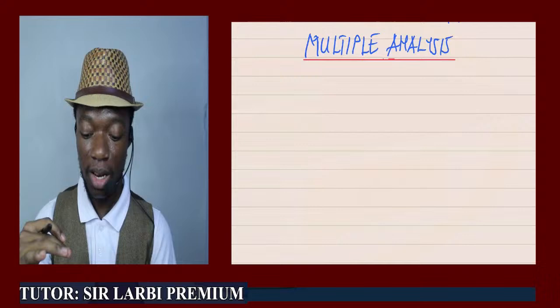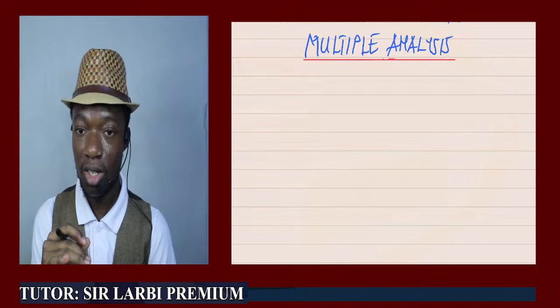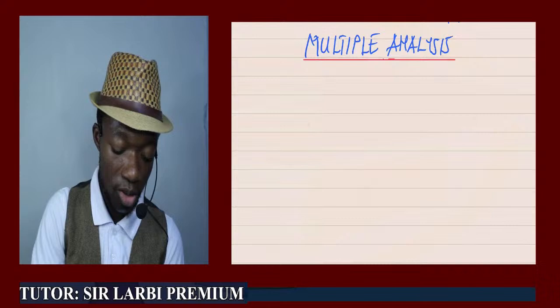So you find the break-even for all the products in monetary terms. How much are we making to break even in terms of value? That is a multiple break-even analysis issue that you really want to understand. So let's take note of that. So here, straight up, our formula is going to be what?